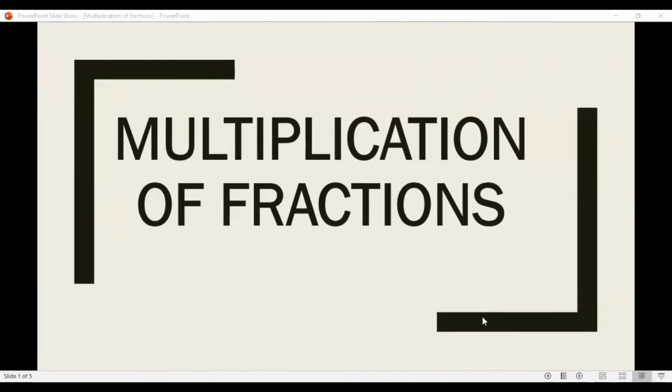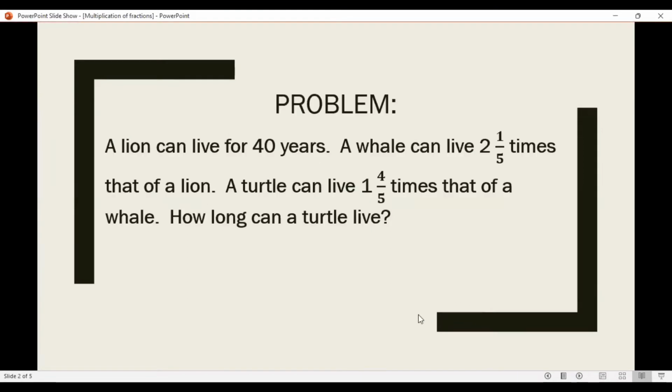Let's discuss multiplication of fractions. I have here a problem. A lion can live for 40 years. A whale can live 2 and 1/5 times that of a lion. A turtle can live 1 and 4/5 times that of a whale. How long can a turtle live?